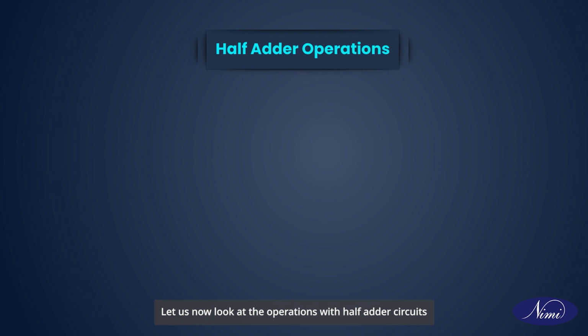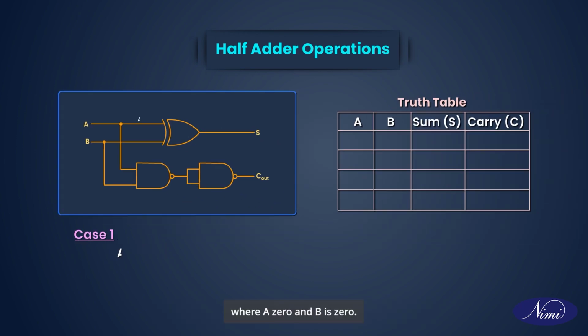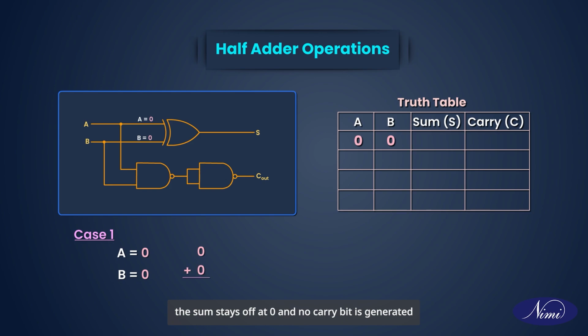Let us now look at the operations with half adder circuits. Case 1, where A is 0 and B is 0. According to the binary addition, the sum stays off at 0 and no carry bit is generated since there is no propagation from lower order bits. Hence, S is 0 and C is 0.